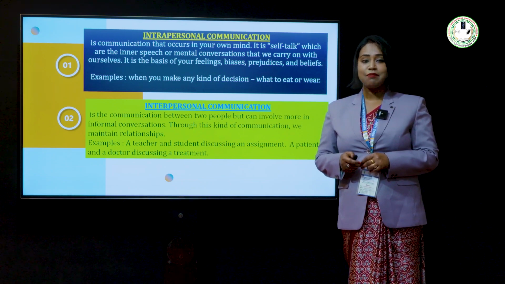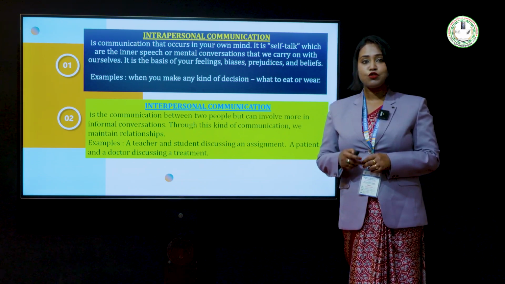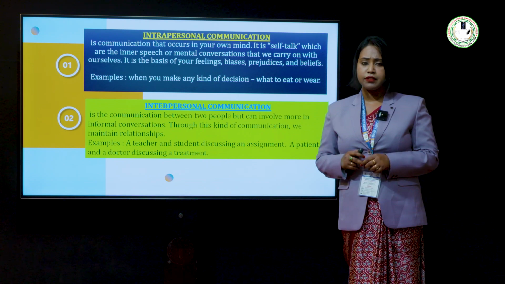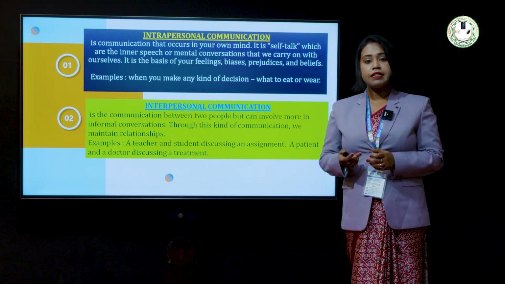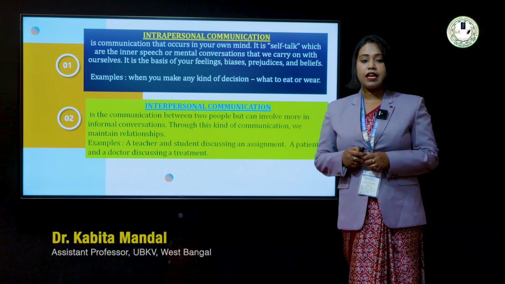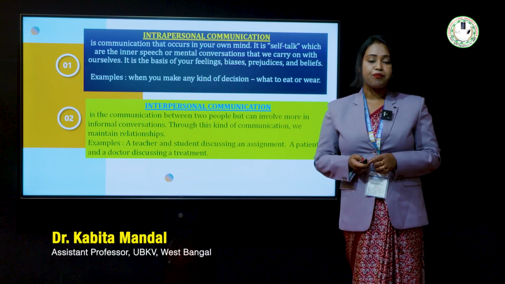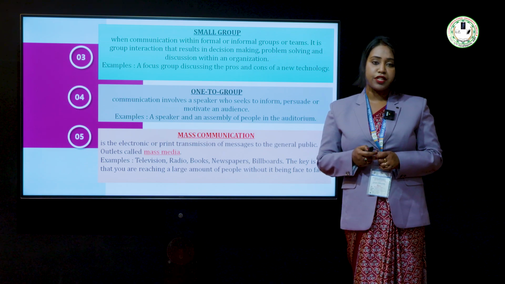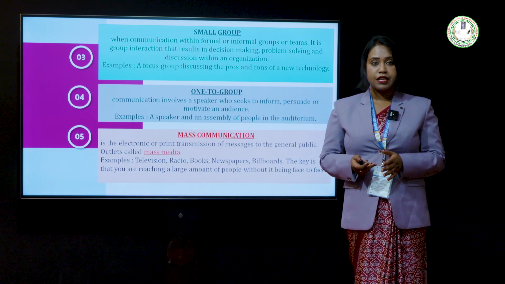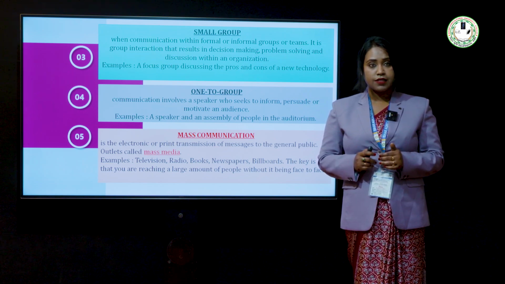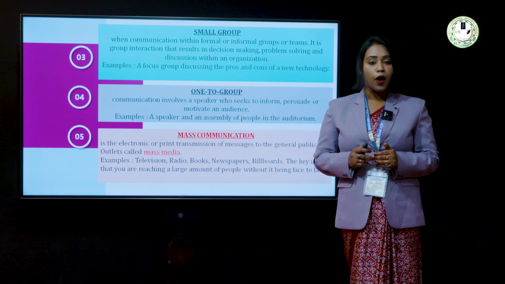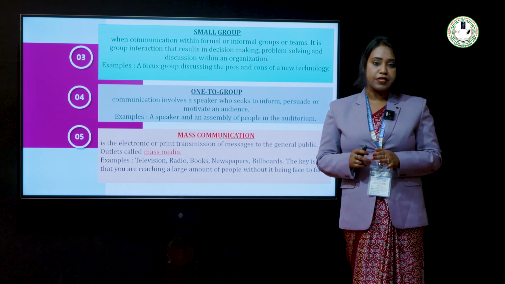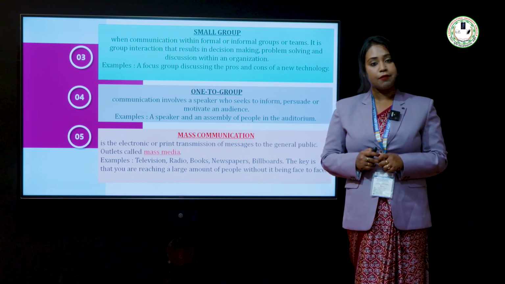And next one is interpersonal communication. That means communication between two people, but can involve more, in informal conversation. It's not in formal settings. Through this kind of communication we maintain relationships, like a teacher and student, like a scientist and the farmer. Next one is small group communication. This is communication within formal or informal groups or teams, group interactions but in a small size, that results in decision making, problem solving and discussion within organizations. A focus group discussion is also small group communication.